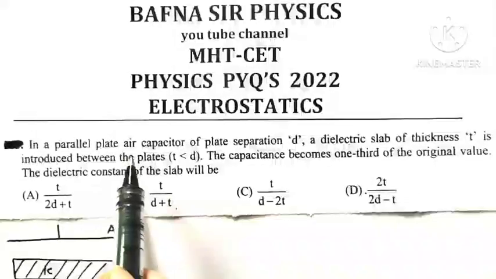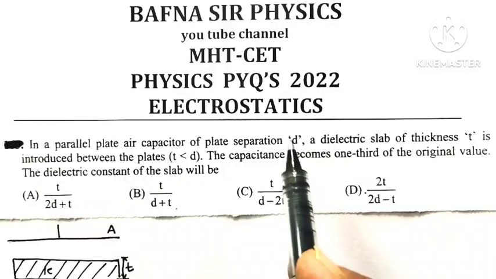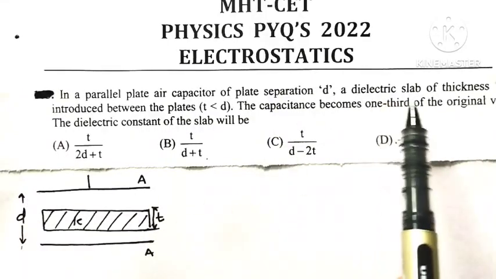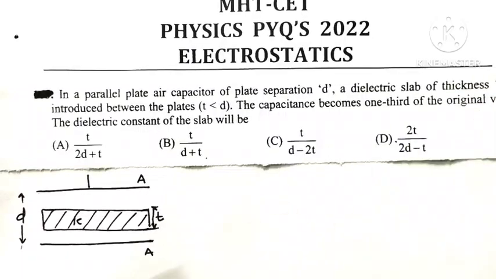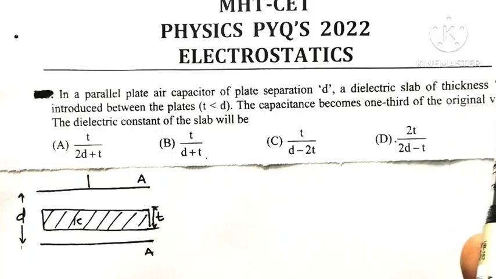In a parallel plate air capacitor of plate separation D, a dielectric slab of thickness T is introduced between the two plates, then the capacitance becomes 1/3 of the original value.